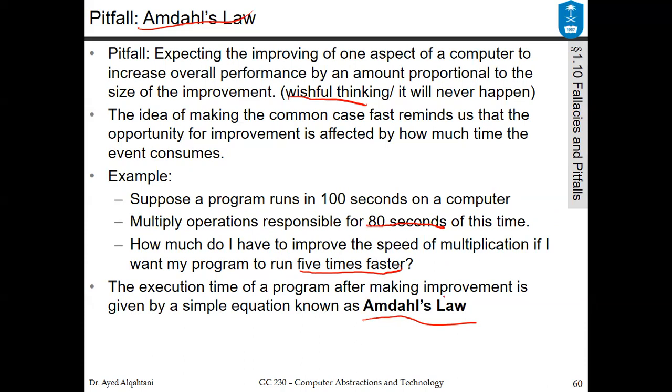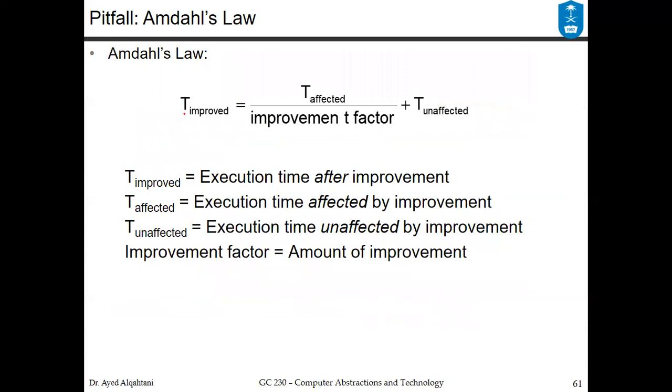Now, the execution time of a program after making improvement is given by a simple equation. This simple equation was introduced by Amdahl, and this is why it's called Amdahl's law. If you want to measure the execution time after an improvement, which is T improved, it's equal to, now we will separate the time into two. The time that is affected by the improvement and the time that is not affected by the improvement. You have a certain improvement factor that reduces the time that is affected by the improvement. You divide it by this improvement factor. So we will try to apply the Amdahl's law to the problem that we just mentioned.